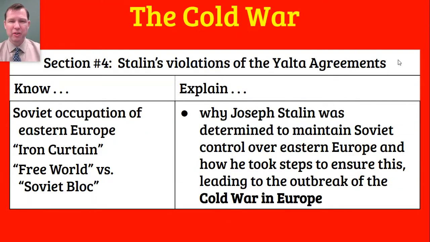We are continuing with Unit 9A, the Cold War in Europe and Asia, and this is Section 4, Stalin's Violations of the Yalta Agreements. I hope you'll be able to explain why Joseph Stalin was determined to maintain Soviet control over Eastern Europe and how he took steps to ensure this, and how this in turn led to the outbreak of the Cold War in Europe.